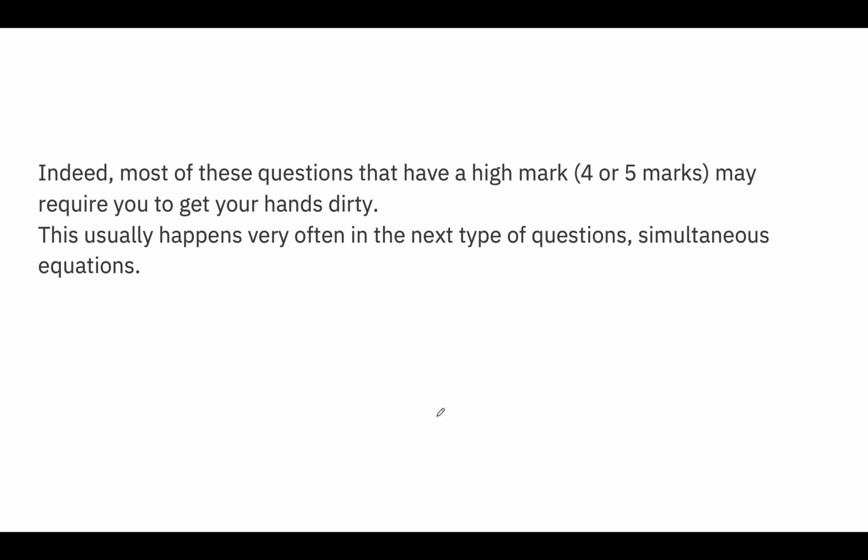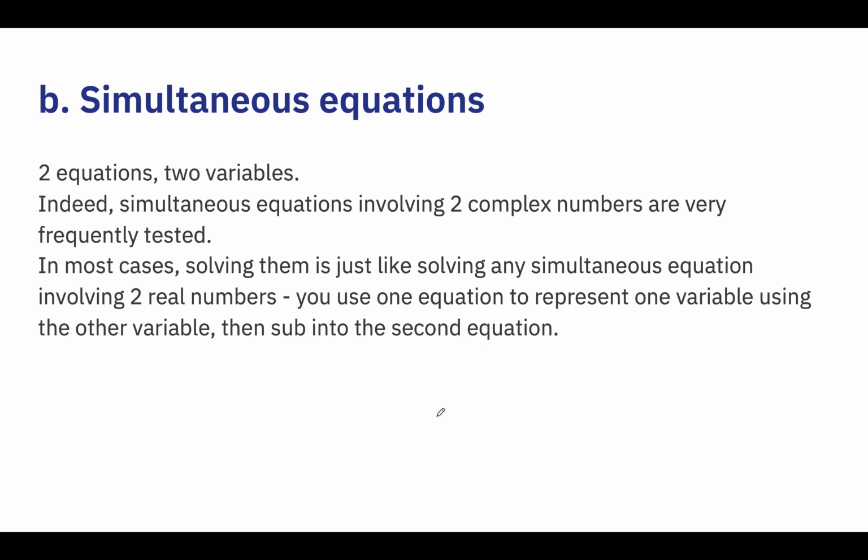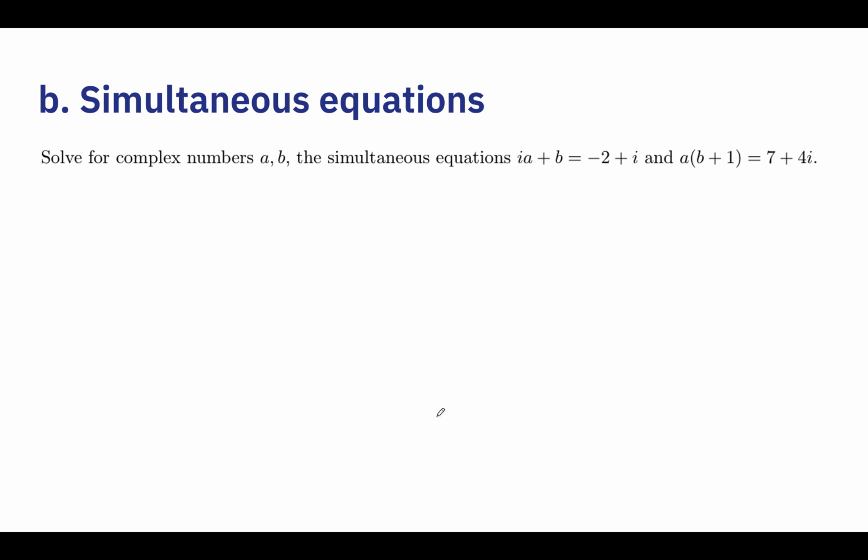As we can see, most of these questions that have high marks will require you to get your hands dirty, especially if you can't think of the most elegant solution. This usually happens very often in the next type of question, on simultaneous equations. The simultaneous equations tested in the complex numbers topic contain two equations and two variables. These are very frequently tested, and in most cases, solving them is just like solving any simultaneous equation involving two real numbers. You use one equation to represent one variable using the other variable, then substitute it into the second equation.